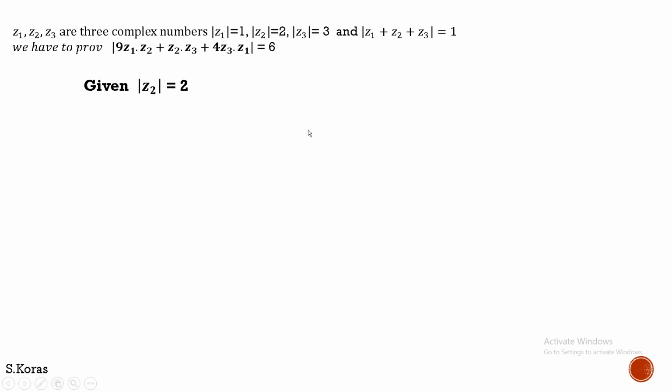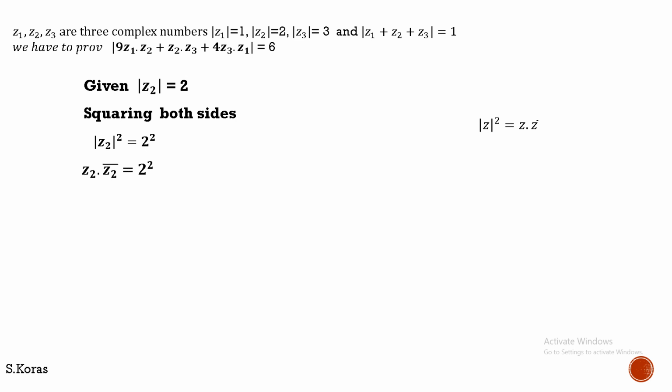As I told you, first we have to square both sides because we have to come out of the modulus. So modulus of z2 square is equal to 2 square. As I already told you, modulus of z square can be written as z into z bar. So using this property, we can write modulus of z2 square as z2 into z2 bar. So z2 into z2 bar is equal to 2 square. The same way, let us try to find z2 bar here also. So z2 bar will be equal to 2 square by z2.